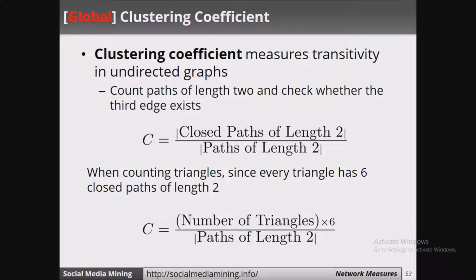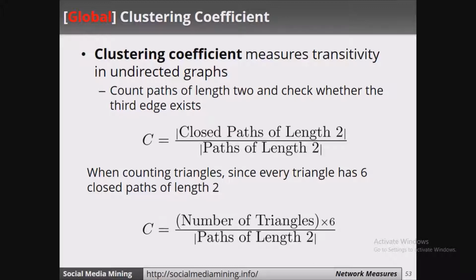What exactly it does is it will find the closed paths of length 2 and divide by the paths of length 2. You will understand it better when we take up the example. For every triangle there are two closed paths, right? Between every node in a triangle there are two closed paths.